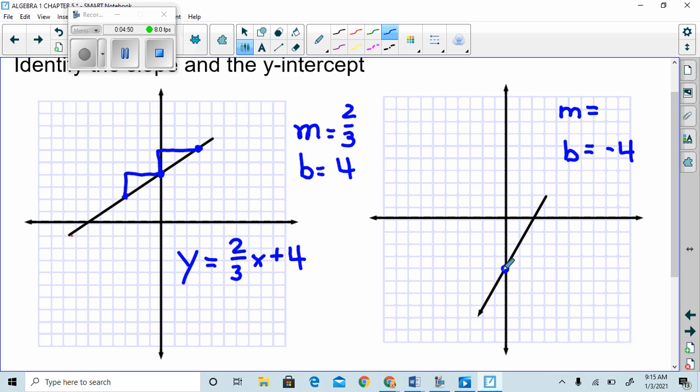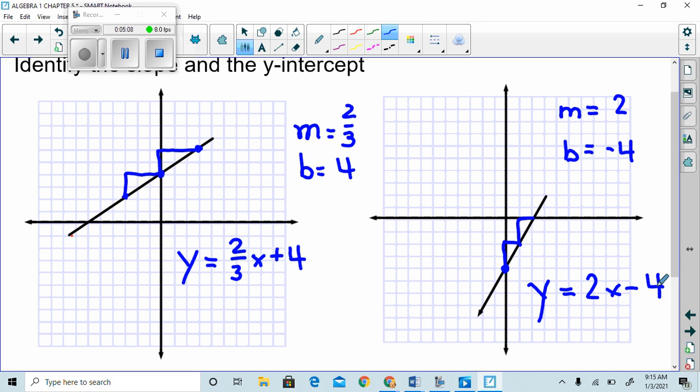My slope from this point to another point, counting up 2 over 1, up 2 over 1, it's a positive 2. Now that I have my slope and my y-intercept, I have my equation. y is equal to 2x minus 4.